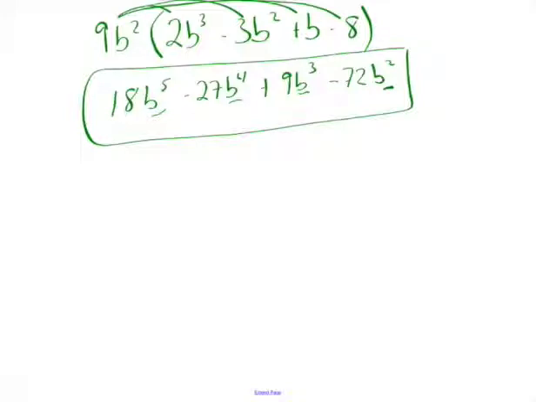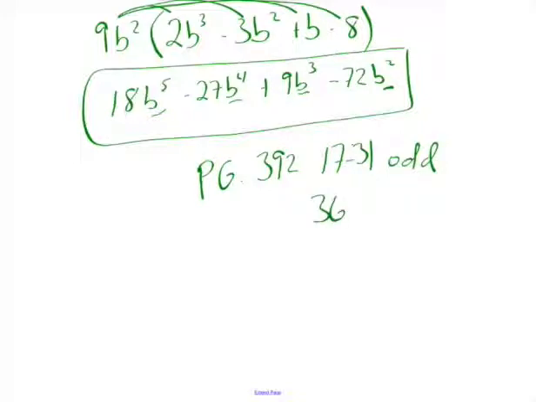Before we finish, hopefully you're still playing this. For this section, what I want you guys to do is your work, and this will be collected by the end of today. Your work is page 392, 17 through 31, odd. And then 36 through 41, all. Page 392, 17 through 31, odd. 36 through 41, all. Okay.